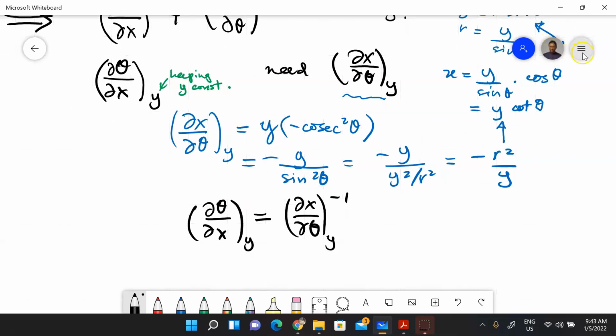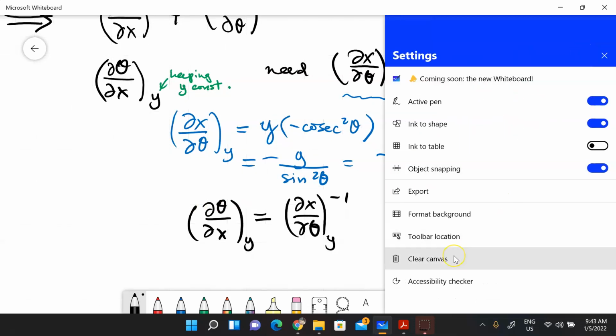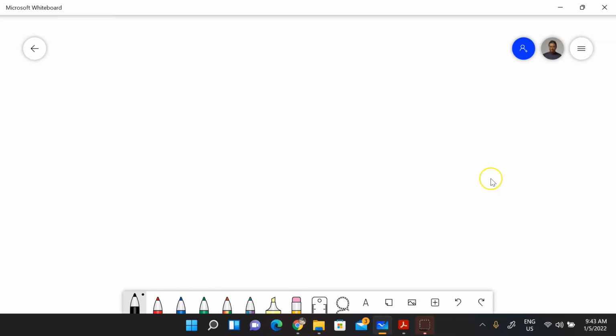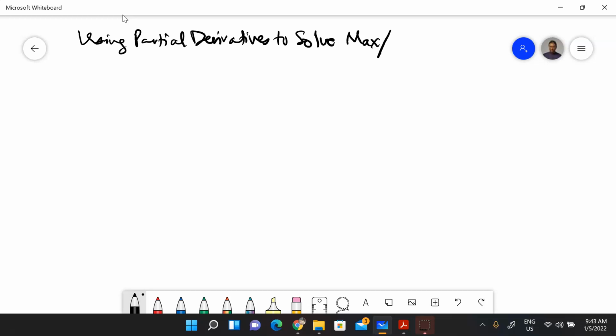Okay, so let me probably just clear the canvas. The next thing that we want to do is, using partial derivatives, to solve what we call the maximum and minimum problem.